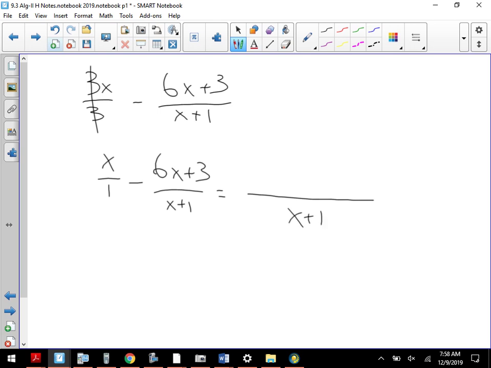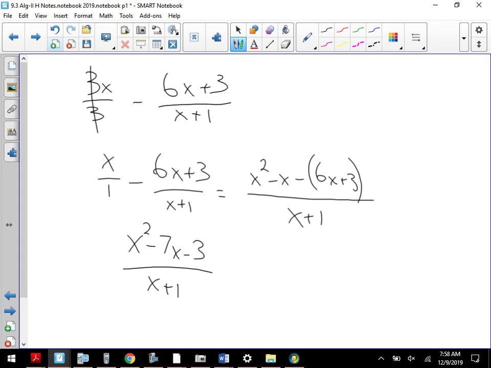Well, common denominator is x plus 1. Multiply the left by that, and you'll get x squared minus x minus 6x plus 3. Most people, again, will forget to distribute the negative to the positive 3 value, and that's where most people screw up. So your final answer would be x squared minus 7x minus 3 over x plus 1. And that numerator is not factorable.